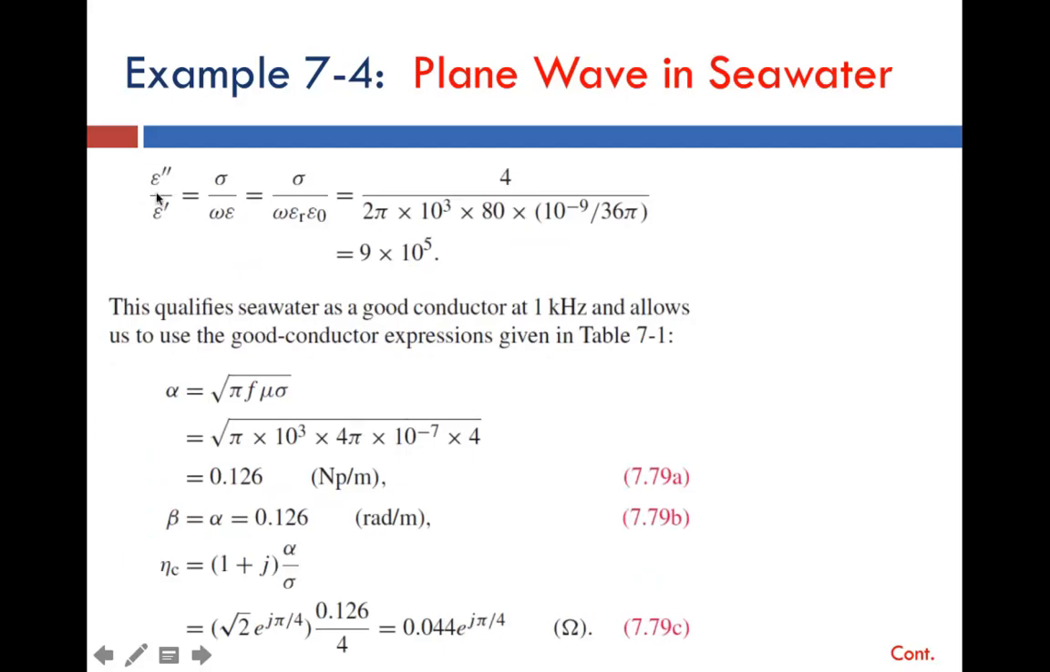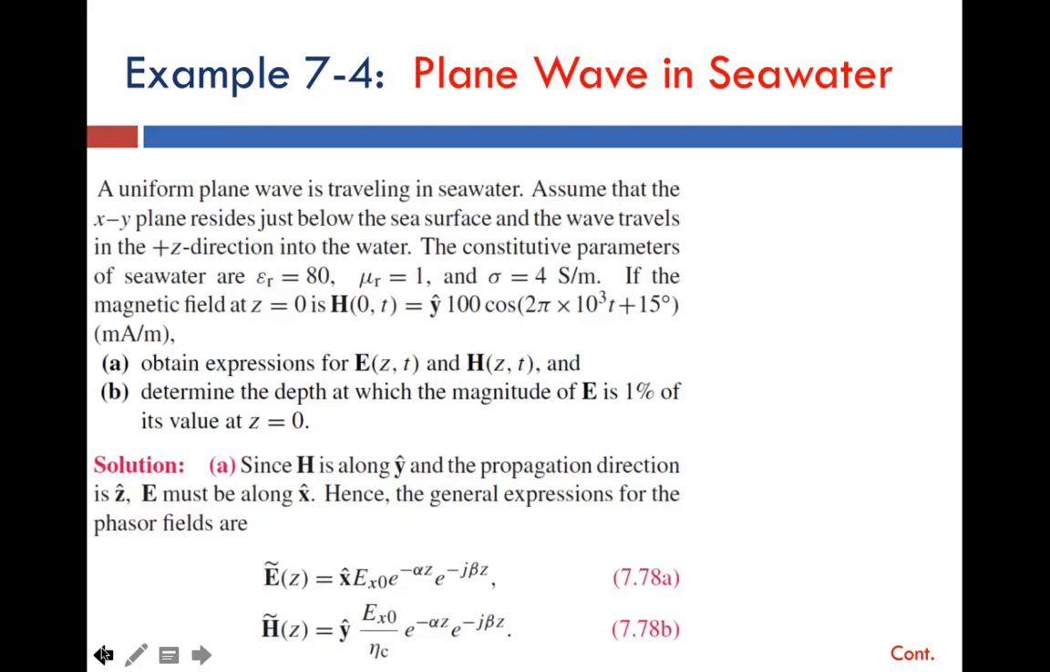So sigma over omega epsilon is 9 times 10 to the 5th. So the question is, then, what does that mean? Is it a good conductor or not? Yes, this qualifies seawater as a good conductor at 1 kilohertz. So we can use the good conductor expressions that are given in table 7.1. So let's go back to table 7.1.